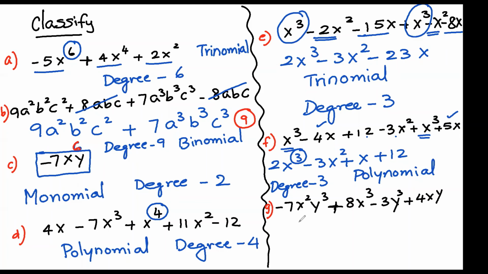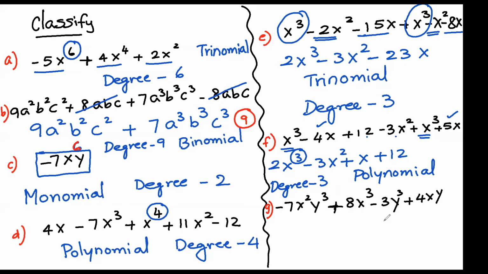All right. Let's look at it. So it's negative 7x squared y cubed plus 8x cubed minus 3y cubed plus 4xy. Now, like I said, you see that there are 4 terms here, right? The next thing you need to look at is, are there any like terms? Do you see any like terms? You see that there is x cubed, but then this is y cubed. You cannot combine because they are 2 different variables. Even though the exponent is the same, they're 2 different variables, so you cannot combine them.